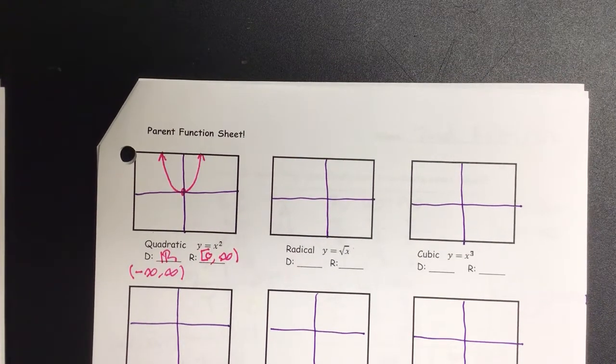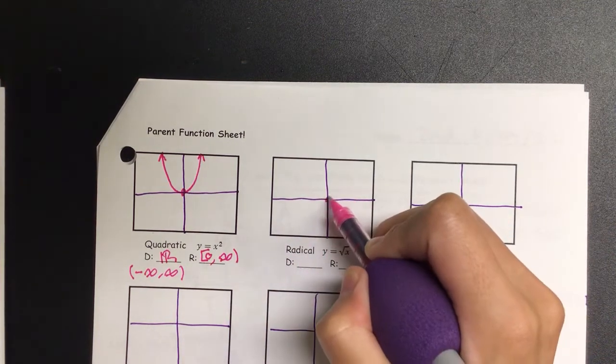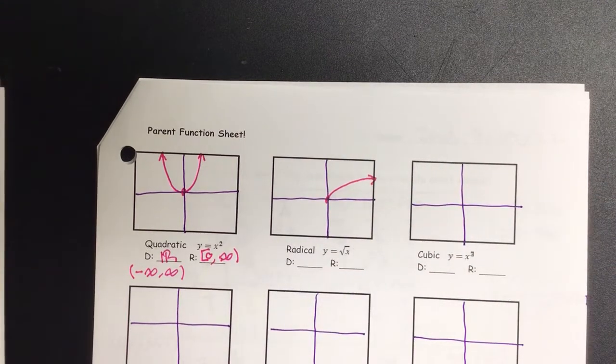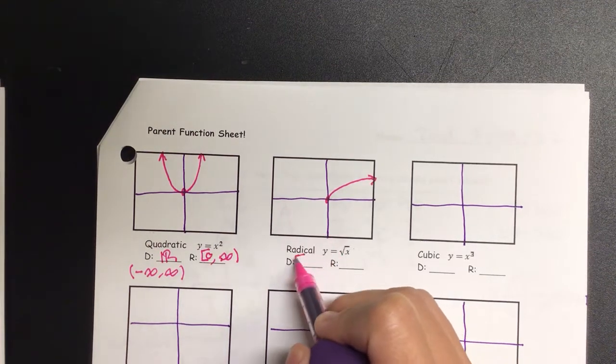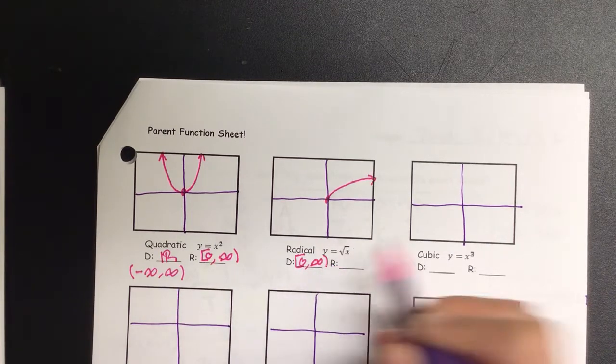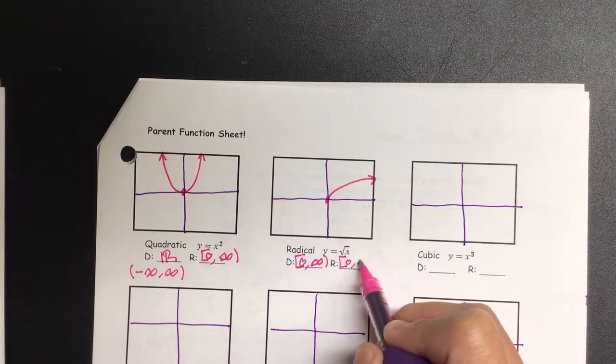The next one, we have the radical. The radical function can never have a domain of negative, or else it's going to be imaginary. Okay? So we know our domain for this one. It is 0 inclusive to the what? Infinity. Is that the same on the range? Yeah. Yes. All right.